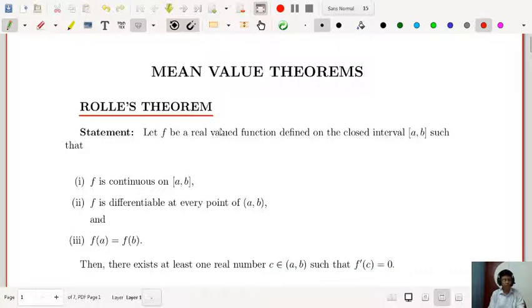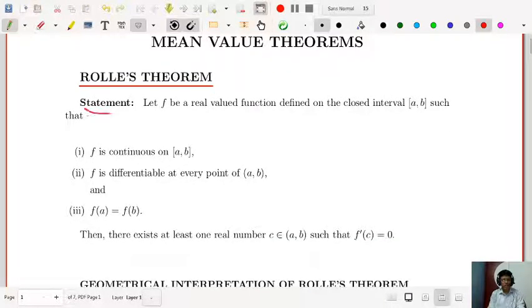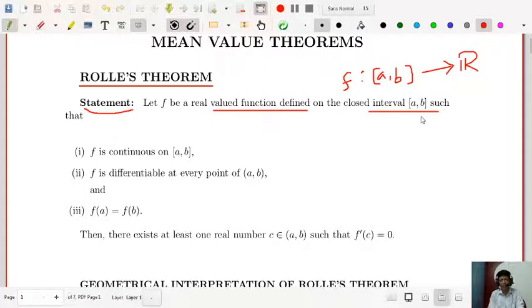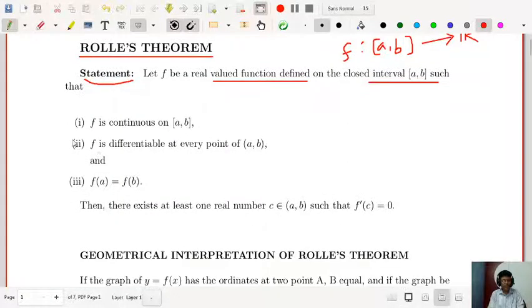What is Rolle's theorem? The statement of the theorem is very important. Let f be a real valued function defined on the closed interval [a,b]. What is the meaning of that? f is a function defined on the closed interval [a,b], so its domain is [a,b] and codomain is real numbers. That is why it is called a real valued function defined on the closed interval [a,b], such that f is continuous on the closed interval [a,b].